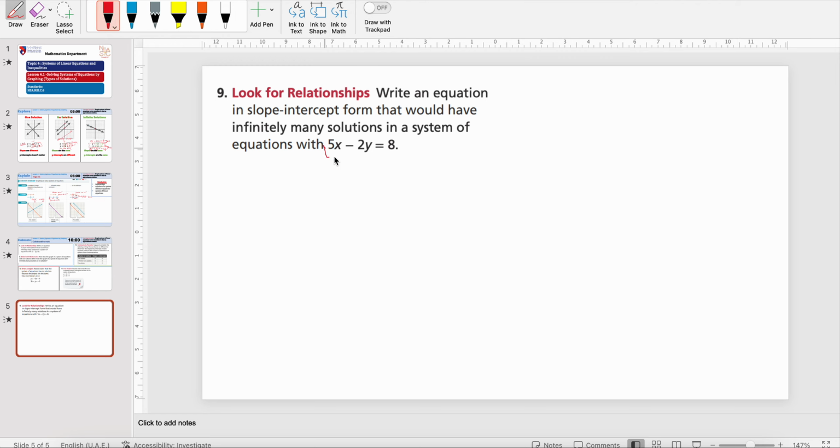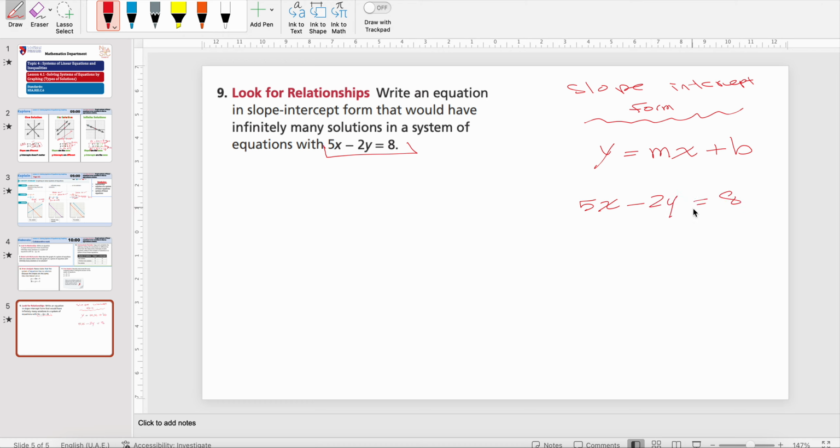Okay, now this system is not in slope-intercept form, and we all know that slope-intercept form looks like this: y equals mx plus b. Now this one doesn't look like that. So how can I write it as y equals mx plus b? What is it? It's 5x minus 2y equals 8.